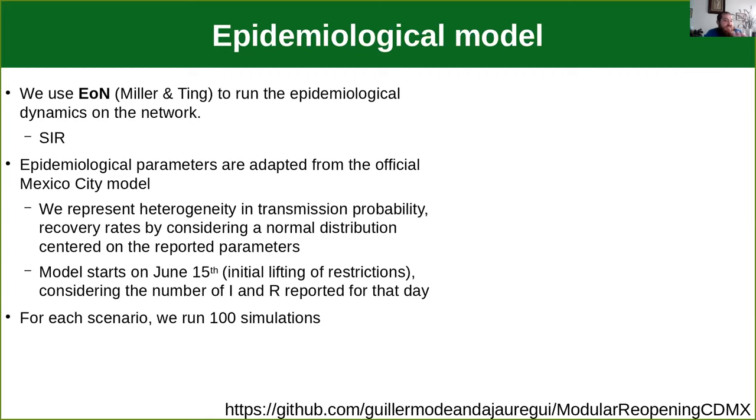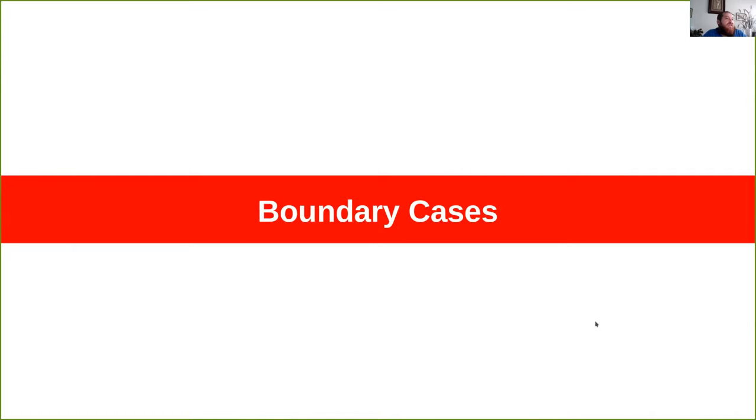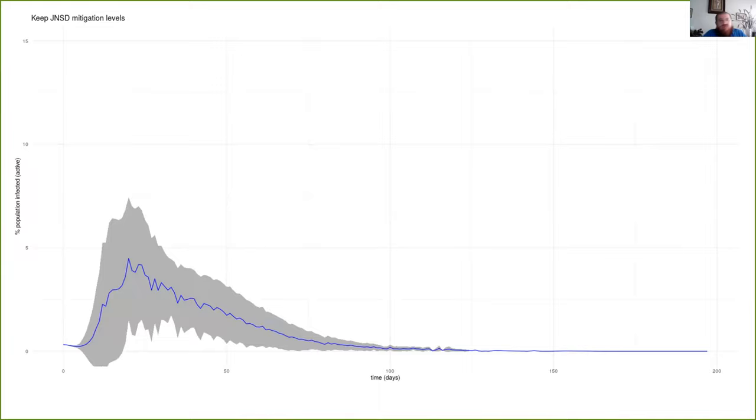Now for each scenario, we run 100 simulations so that we have an area of scope of different outcomes. For more detail, you can consult my GitHub where the model is properly described. To have proper comparisons, we identify boundary cases, which are maintaining the lockdown period. And what we see here is that our main peak would be below 5%.